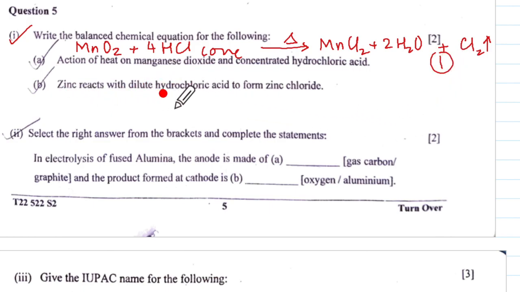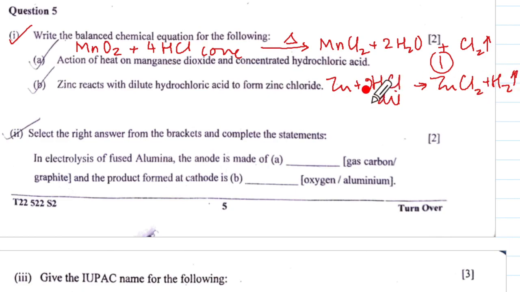Zinc reacts with dilute hydrochloric acid to form zinc chloride. Now this is such a simple reaction. Correct? Yeah. So I'm sure basically the question paper was very easy, and all of you should get 37 plus marks on 40. Select the right answer from the brackets to complete the statement.